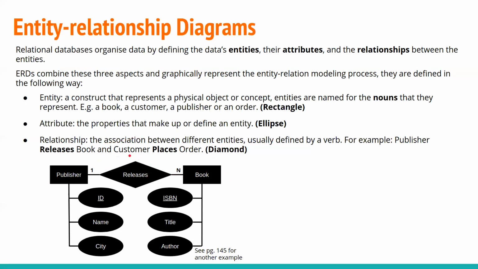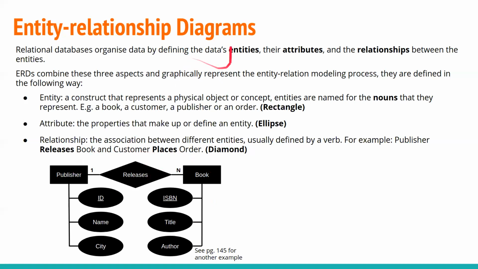Next I'll ask you another question. How many attributes are there in this entity relationship diagram? How many attributes total? Okay, 6, exactly. We've got publishers have an ID, a name, and a city. Books have an ISBN number, a title, and an author. So each of them have their three attributes. ISBN is just like an ID number for a book. And then the relationship between publisher and book is that the publisher releases a book.